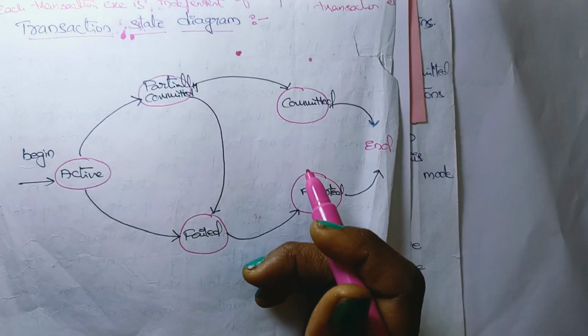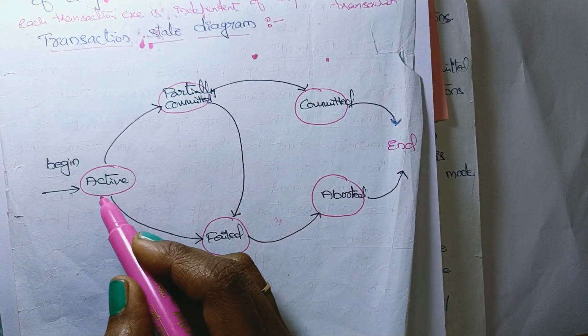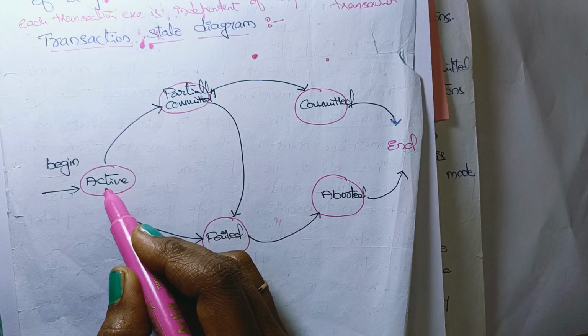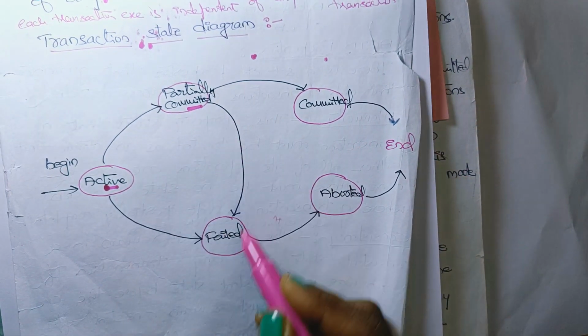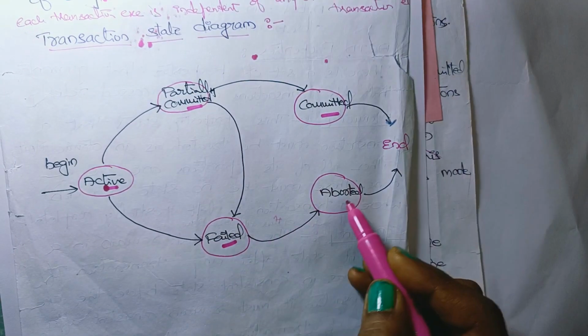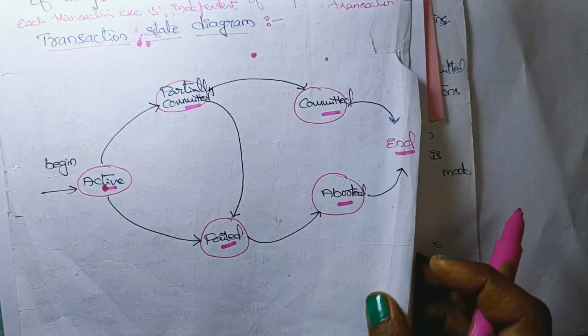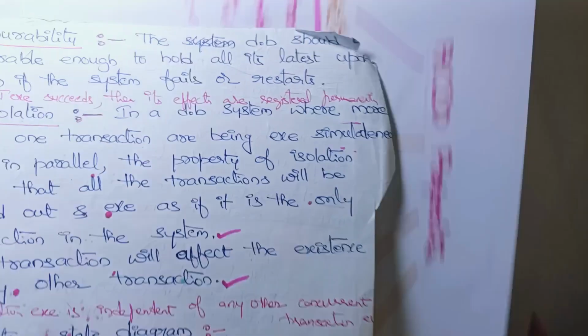Now we will see the transaction state diagram. So this is nothing but a transaction state diagram. The states are active, partially committed, committed, failed, aborted, and end. One by one we will see, what is the active state?